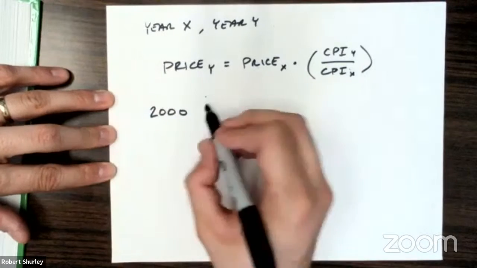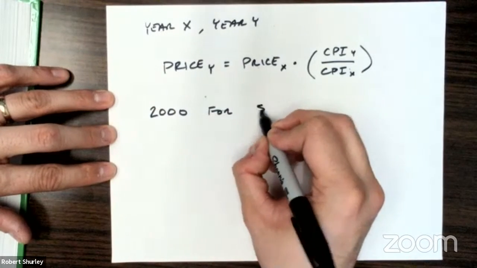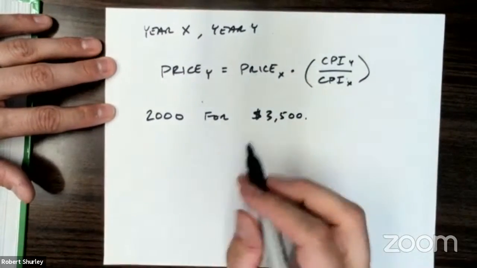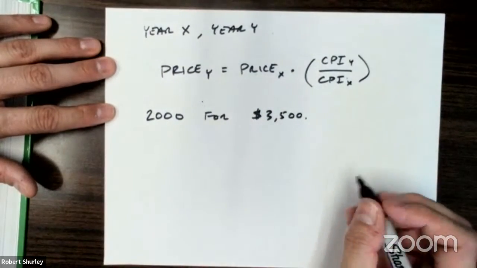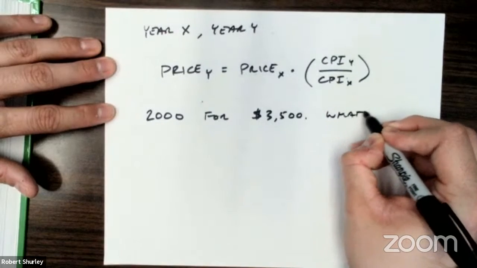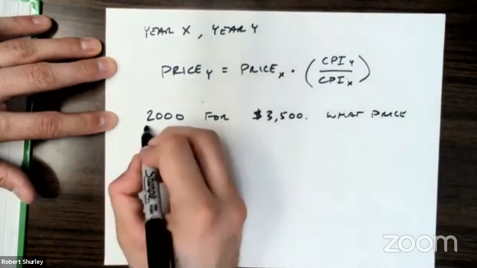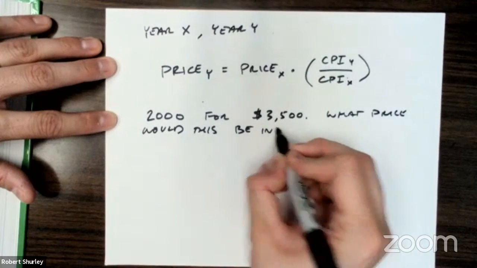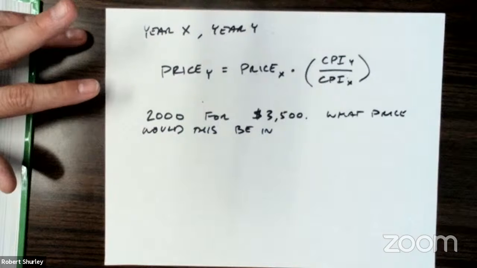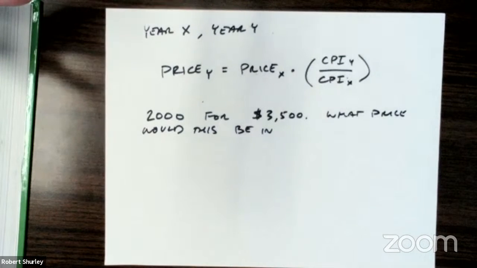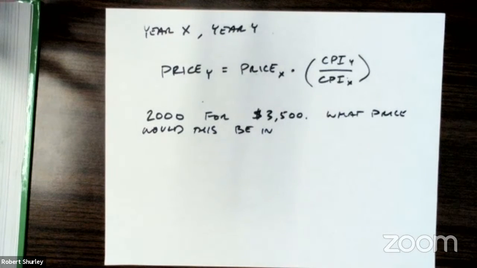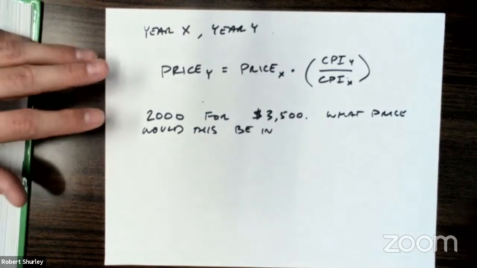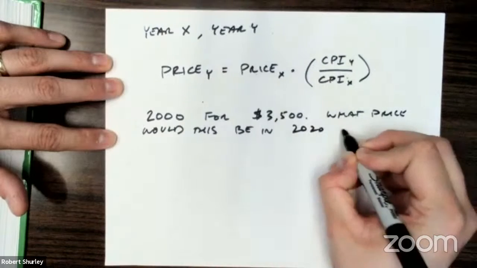So that's the year, for $3,500. And I want to know, well, what's that in today's dollars, right? What price would this be? Or let's not do today, let's do 2019, because today's consumer price index hasn't come out yet. So let's do 2020 and 2020 dollars.